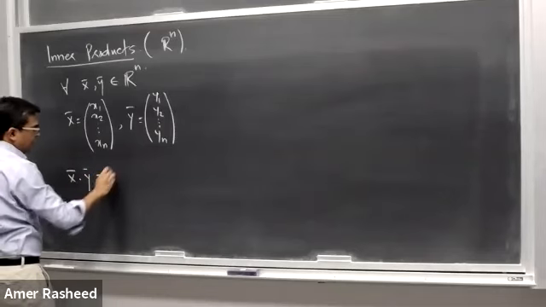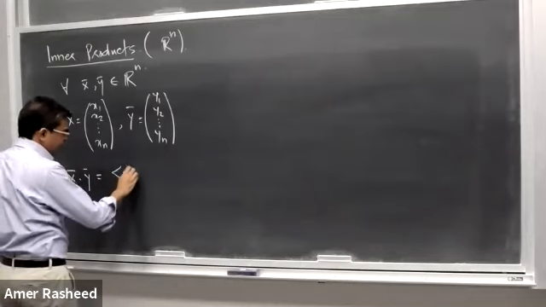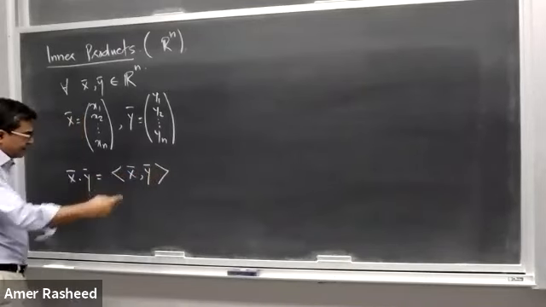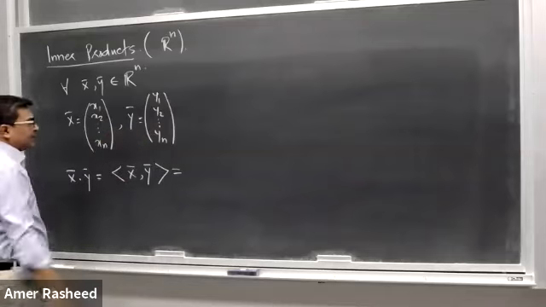Then we define the dot product x dot y. In general, we are going to change its notation. Now we are going to denote it by x, comma, y, in angle brackets. What is this? We multiply the corresponding components of these vectors and add them.